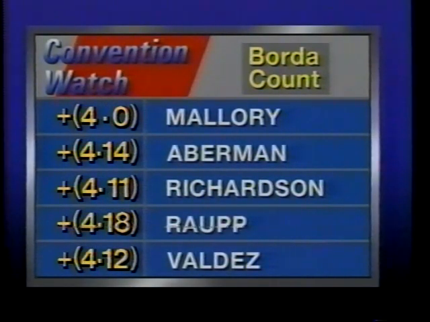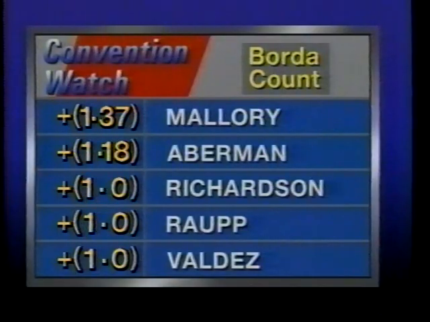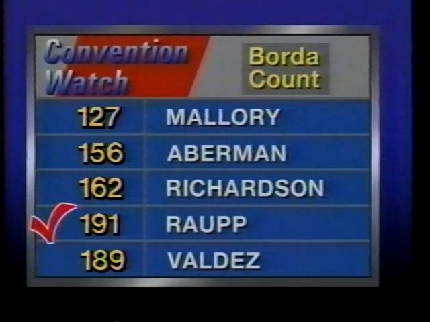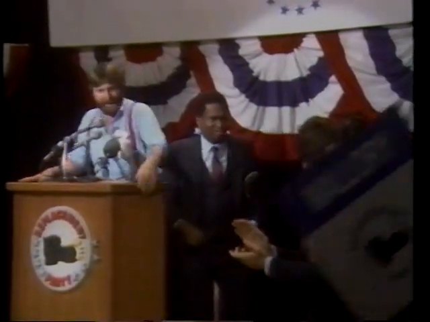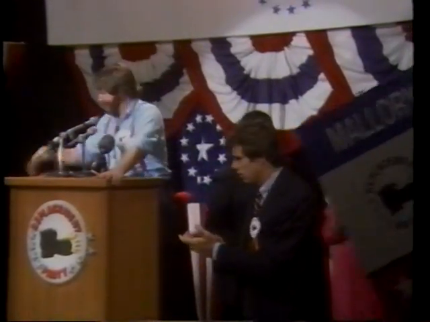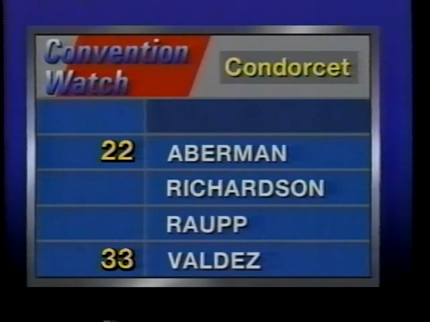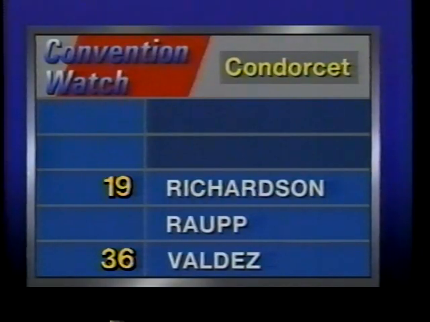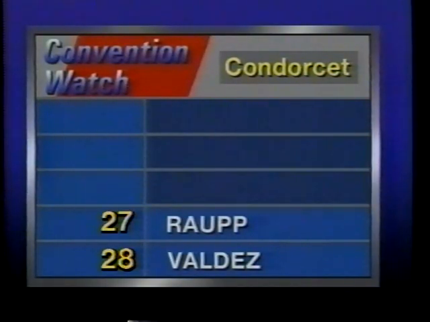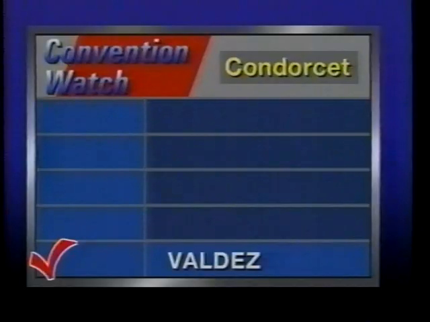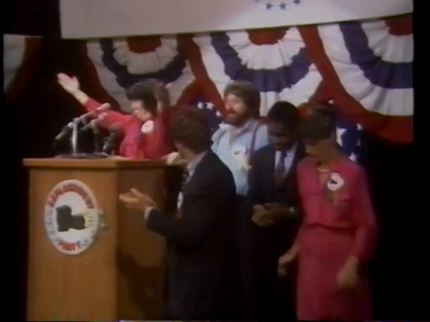Next, the Borda count. Each candidate gets 5 points for voters' first preference, 4 for second, and so on down to 1. The winner is Lyle Ralph. And last, the Condorcet method. If a candidate can defeat every other in pairwise contests, that candidate wins. It's a clean sweep. Valdez defeats everyone and is the Condorcet winner.